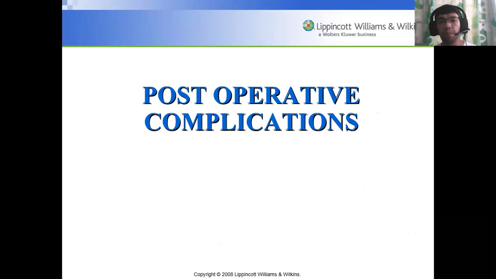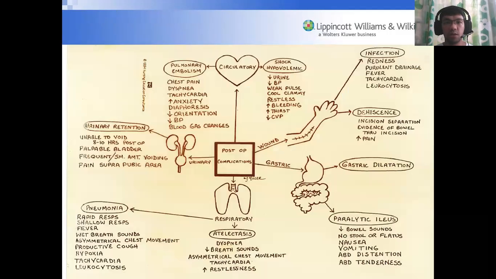Now we go to post-op complications. There's another concept map that we have here. You have urinary retention, pulmonary embolism, hypovolemic shock, infection, wound dehiscence, gastric dilatation, paralytic ileus due to the anesthesia, atelectasis or lung collapse, or even pneumonia.